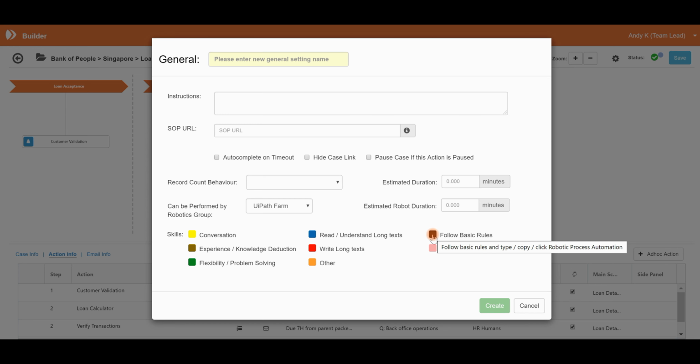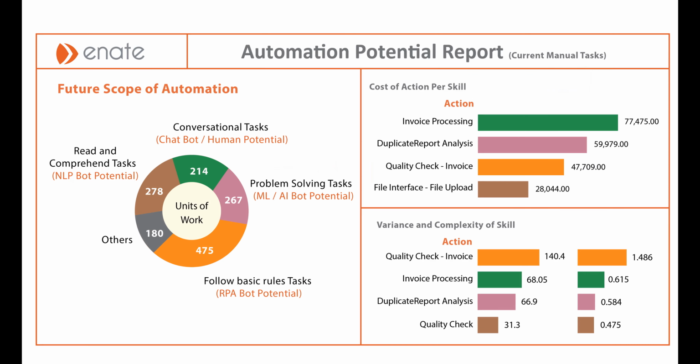You can also plug in the approximate cost of running each activity. For example, this can be based on the average cost of the resource delivering it for a region. These two data sets then give you a real-time view of the automation potential for tasks being delivered by human teams through Enate. In the donut, each colored slice gives you the units of that type of work being done.